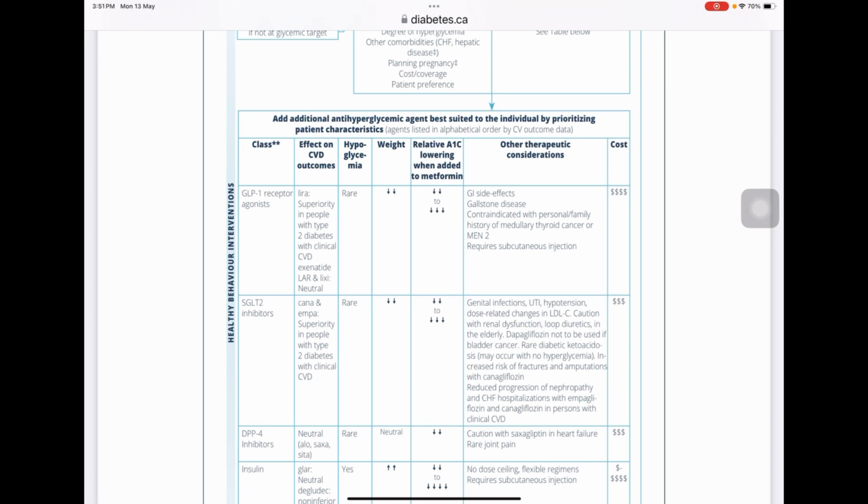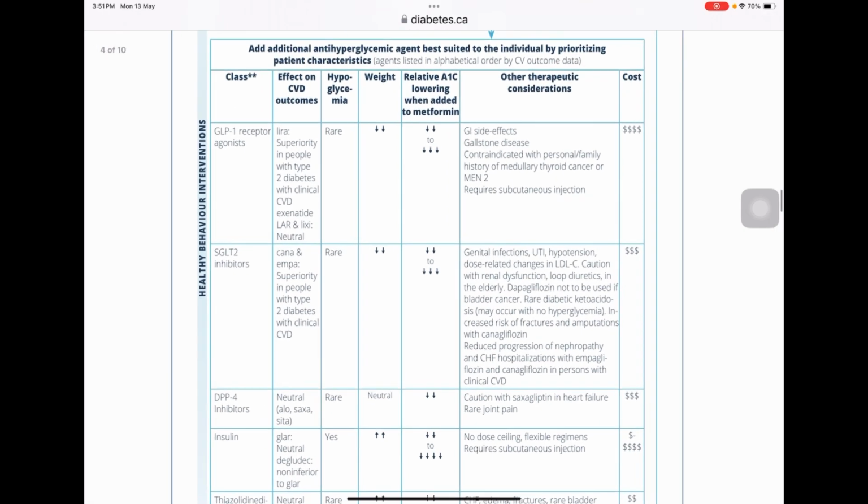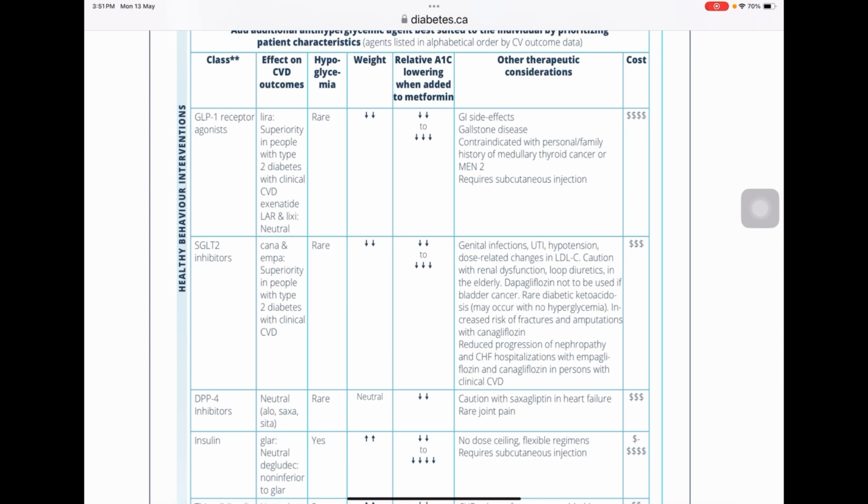Even with nephropathy and heart failure patients, you can give SGLT2 inhibitors, which is canagliflozin, empagliflozin, very famous drugs these days. But the side effects are genital infection, UTI, hypotension, dose-related changes in LDL-C. We have to be very careful in patients with renal dysfunction, loop diuretics, and in elderly. Okay, dapagliflozin not used in bladder cancer.